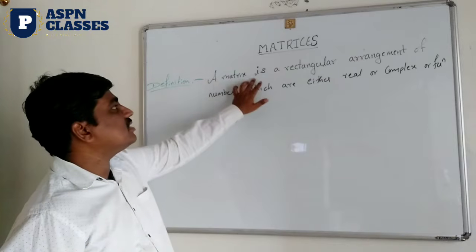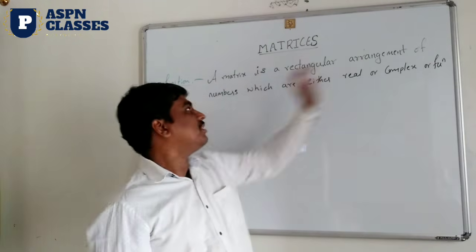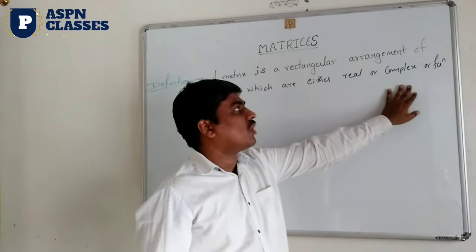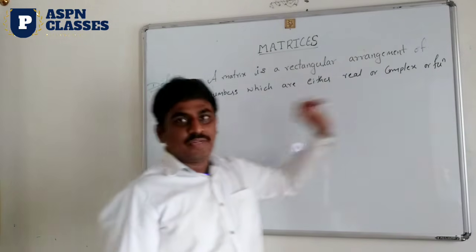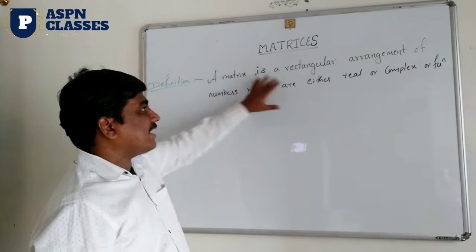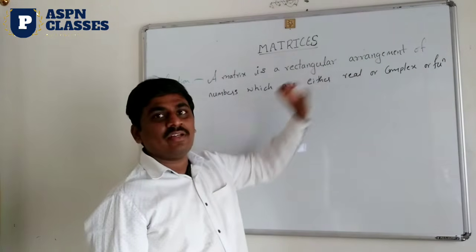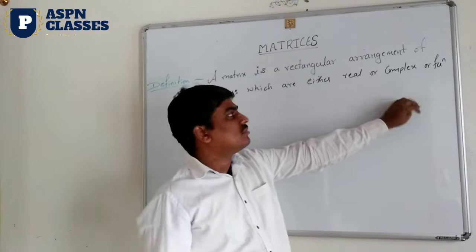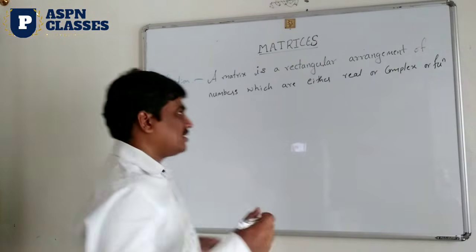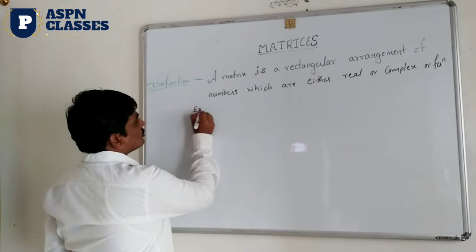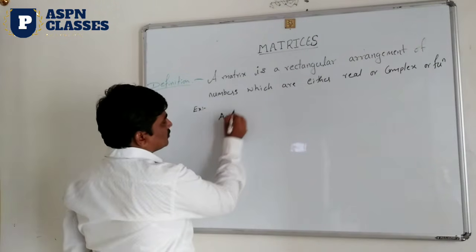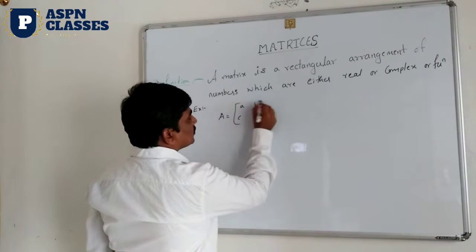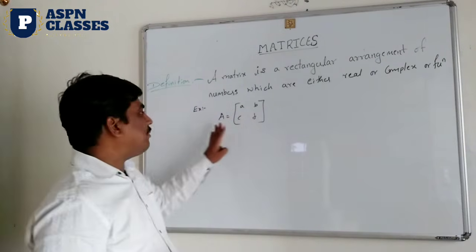A matrix is a rectangular arrangement of numbers which are either real or complex or functions. It means it is a rectangular arrangement of numbers. What type of numbers? Either real numbers, complex numbers, or functions. So for example, I'm going to take this as the matrix.